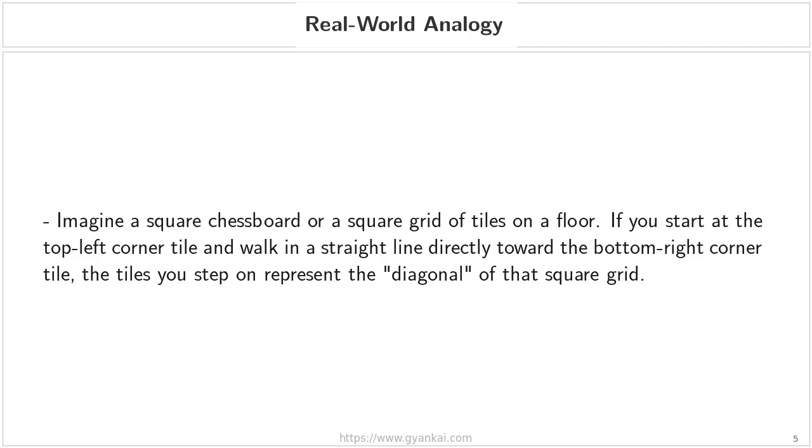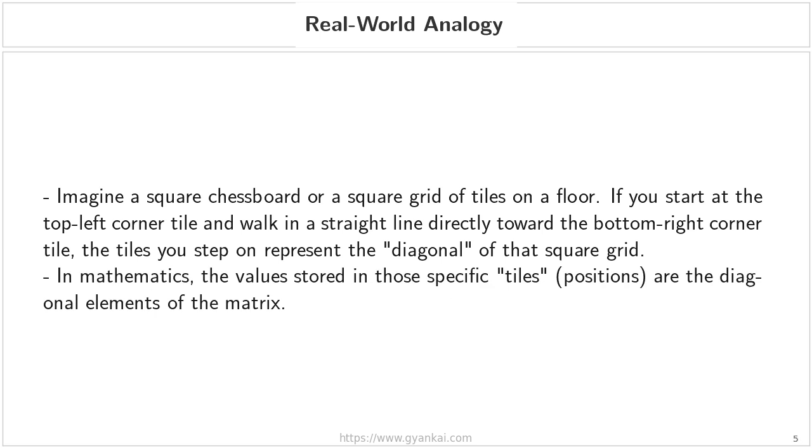Imagine you are looking at a square chessboard, or perhaps a square grid of tiles on a floor. If you were to start at the very first tile in the top left corner and walk in a perfectly straight line directly toward the bottom right corner, the specific tiles you step on along that path represent the diagonal of that square grid. In the context of mathematics, the values stored in those specific positions, or tiles, are exactly what we refer to as the diagonal elements of the matrix.